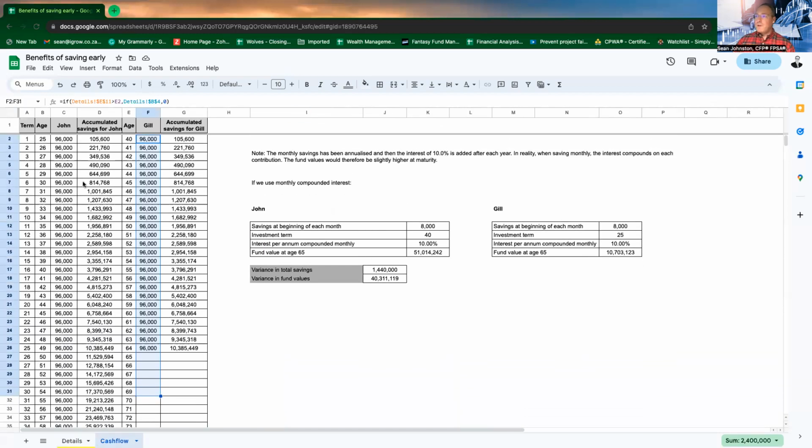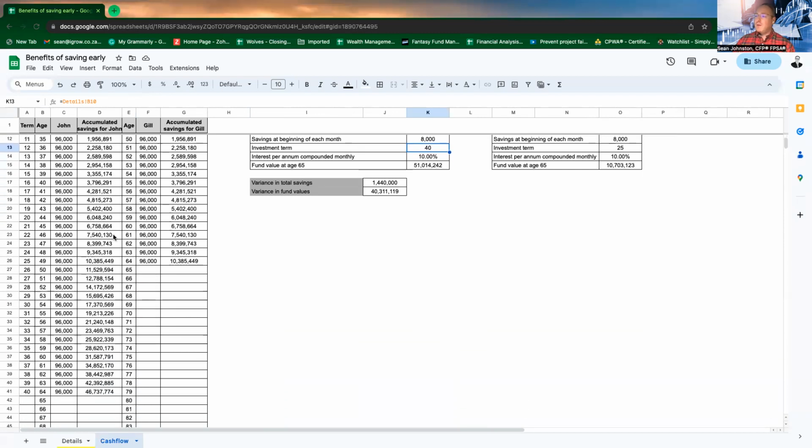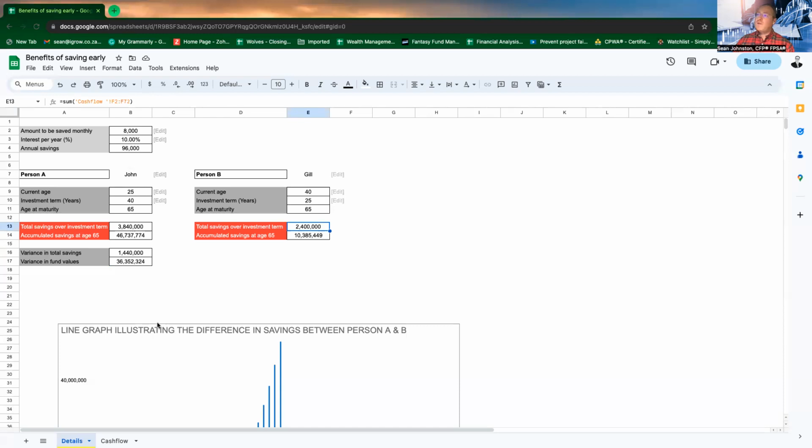So John would obviously be much better off because he's saving for a longer period of time, 40 versus 25 in this particular case. I've just amended Jill's investment term and age. But this is just purely to show people the reason why saving as soon as possible is beneficial. John doesn't have to start with 8,000. He can start with something less and gradually escalate that.